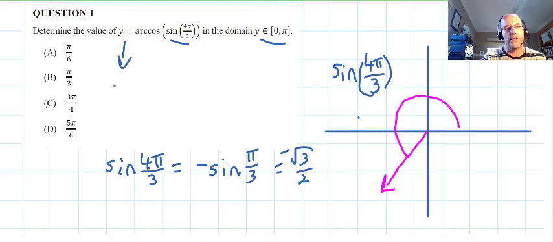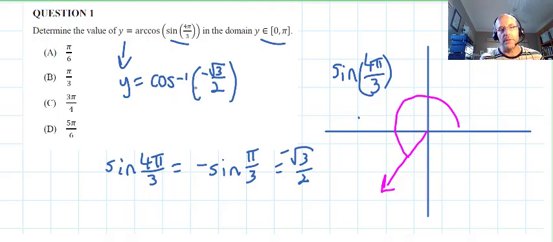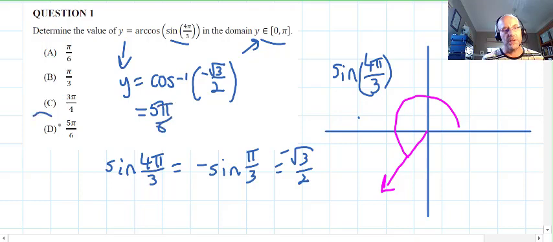So thus we're finding arc cos, or inverse cos, of negative root 3 on 2 with the restriction given above there. Okay, and that would just mean that there is one value that's sufficient for that, and it would be 5 pi on 6. Again, that's due to that restriction for y. And that correlates with answer D.